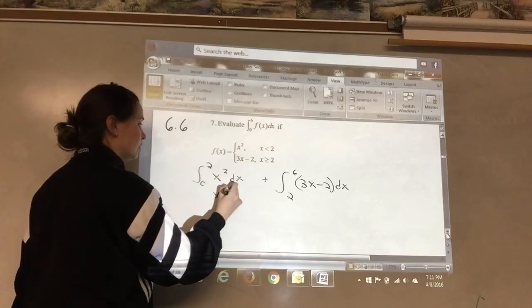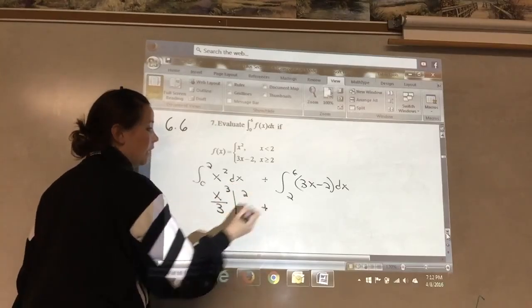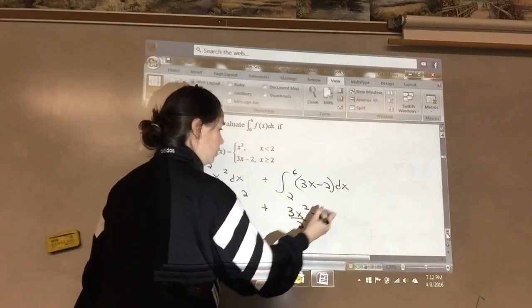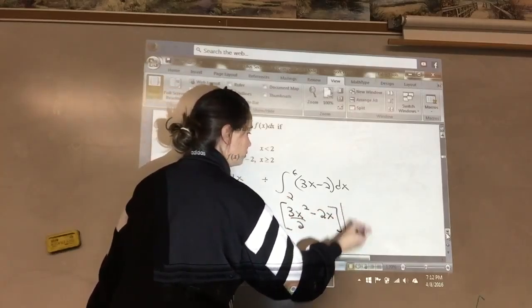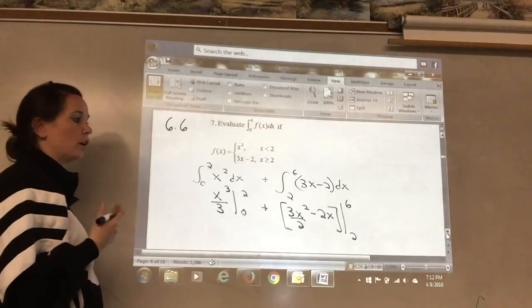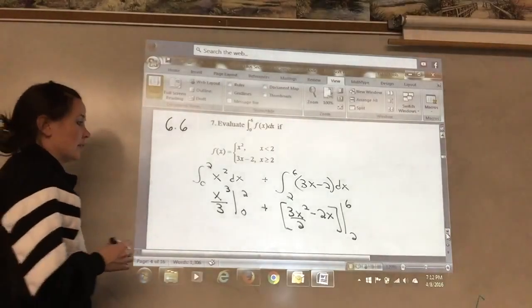So I have x to the third over 3, and that's going to be from 0 to 2. And I have 3x squared over 2 minus 2x. Put that in brackets and evaluate that from 2 to 6. Okay, and then these start to get a little bit longer because you're subbing in so many values, but just be careful. Take your time, it's not too bad.